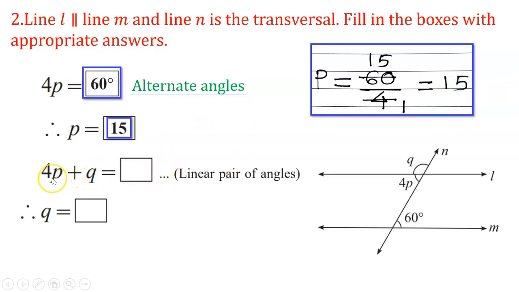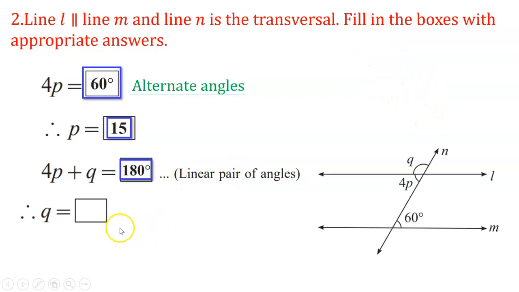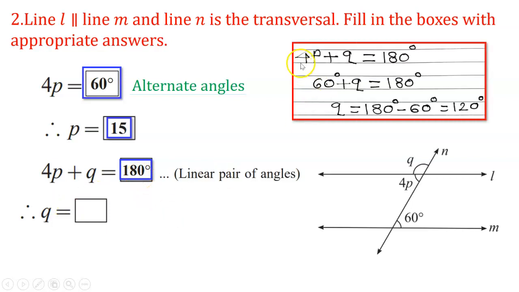Next, 4p plus q. These are the linear pair of angles, and therefore their sum is equals to 180 तिथे आपण लिहिणार. Okay. Next, the value of q. इथे आपल्याला माहिती आहे की 4p ची व्हॅल्यू किती आहे तर ती 60 आहे. Therefore 4p plus q is equals to 180, 60 plus q is equals to 180. Therefore q is equals to 180 degree minus 60, that's equals to 120. आणि म्हणून लास्ट बॉक्स मध्ये काय लिहिणार तर 120 degree. And in this way we have also completed this activity.